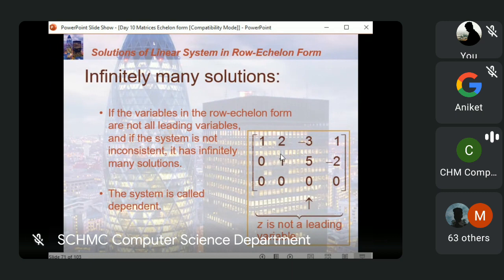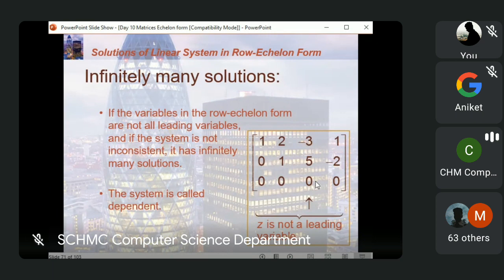So this is for y. Similarly, I should go here for z. But for z, I don't have 1. So I am saying that I don't have leading variables all 1. So this is for sure that more than one solution is going to exist. One is not going to come. That means I will not get a unique solution. The other two options are either there is no solution or there are infinitely many solutions.